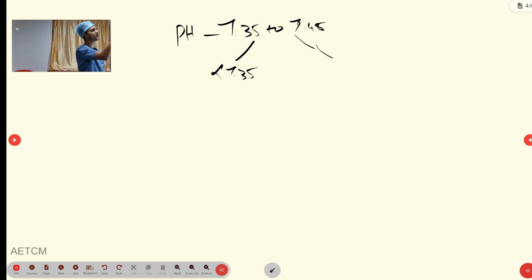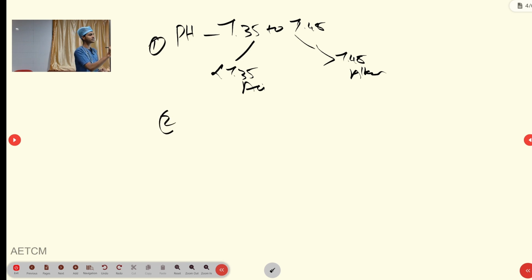If it is going more than 7.45, that we used to call alkalosis. Or in the other direction, less than 7.35, that is acidemia. More than 7.45, that is alkalemia. Okay, acidemia and then alkalemia. So this is your pH.